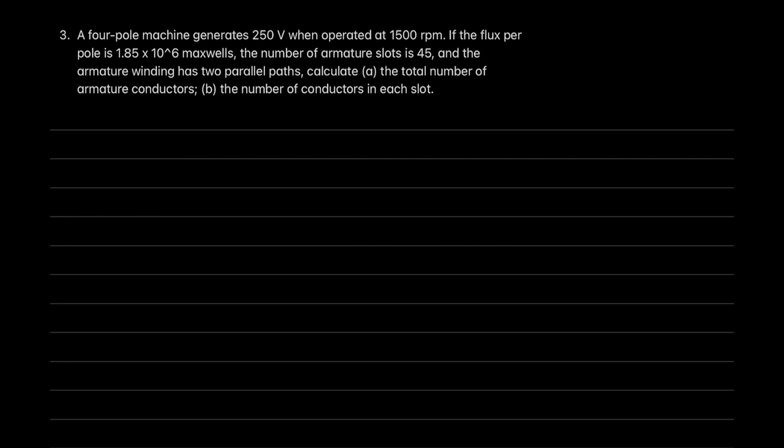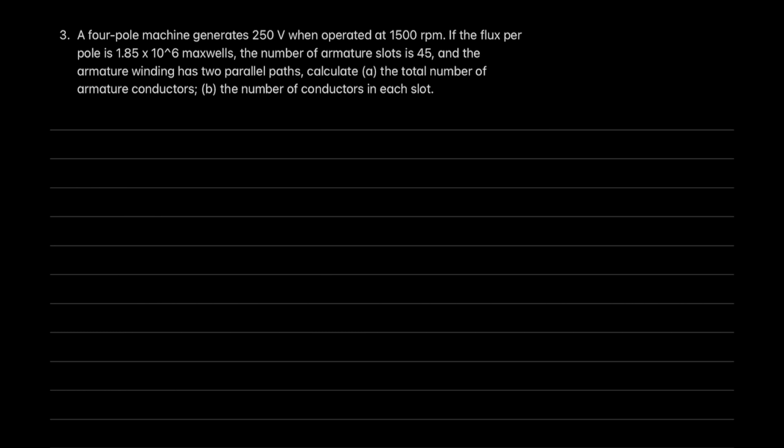Problem number 3. A 4-pole machine generates 250 volts when operated at 1,500 RPM. If the flux per pole is 1.85 times 10 raised to 6 Maxwells, the number of armature slots is 45, and the armature winding has 2 parallel paths. Calculate the total number of conductors and the number of conductors in each slot.